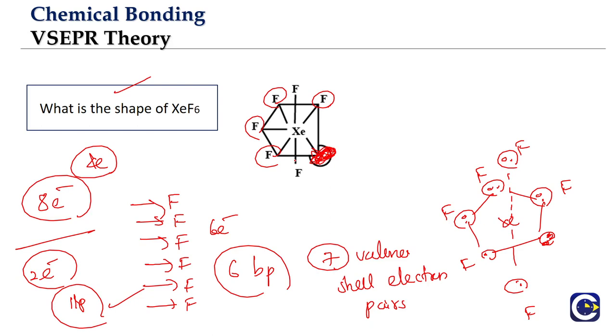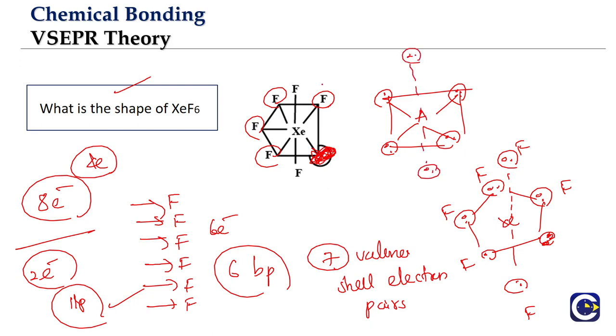In octahedral, the 4 positions in the plane will be pointing to the corners of the square. Correct. This is the octahedral, right? 4 positions in the plane pointing to the corners of the square, with 1 above and 1 below. Here also we have 4 positions in the plane and 1 above, 1 below. So what do you say? We will say it is a distorted octahedral shape. See, when you're commenting on the shape, we have to be careful.